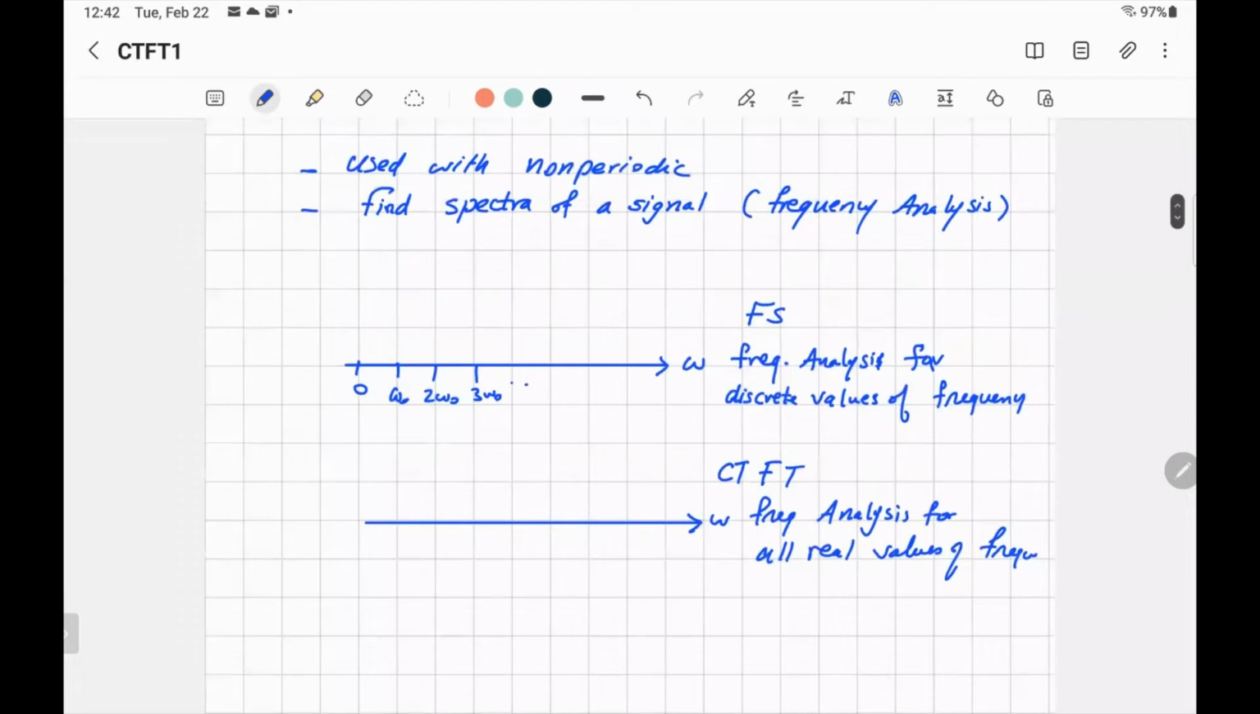That's why it's normal that when you look for the spectrum using Fourier series, you will find something like that, discrete. I'm talking, of course, about magnitude. The same thing for the phase spectrum, discrete values. But for omega, the frequency analysis using the Fourier transform, you might find something like that, a continuous scale. Fine. So that's a big difference. Okay.